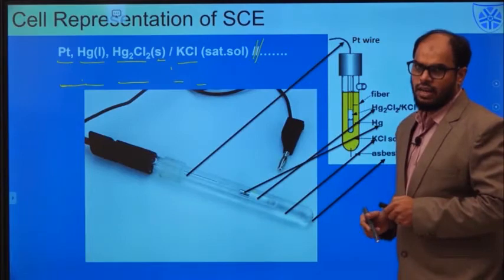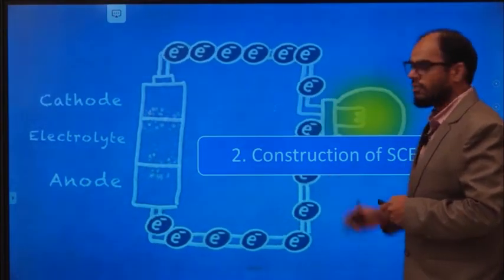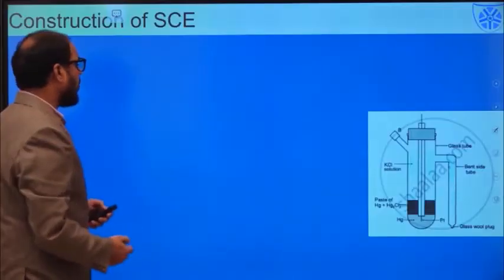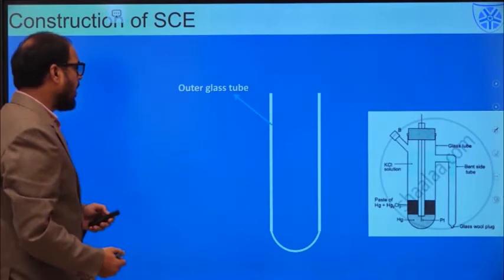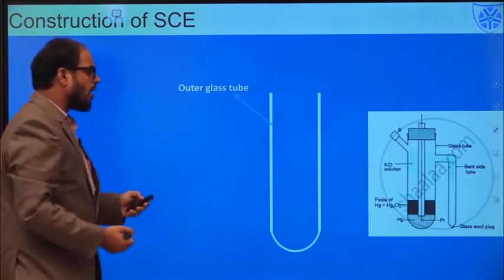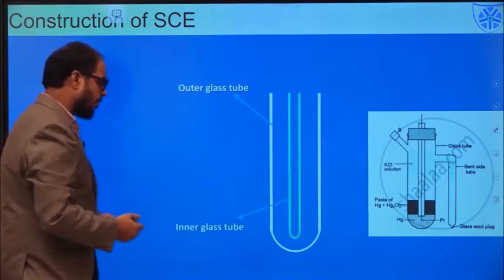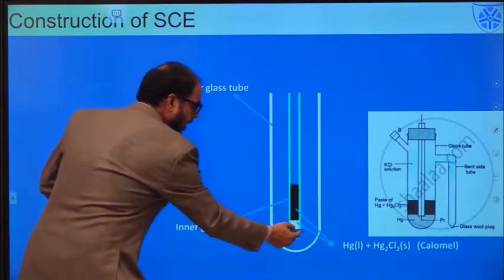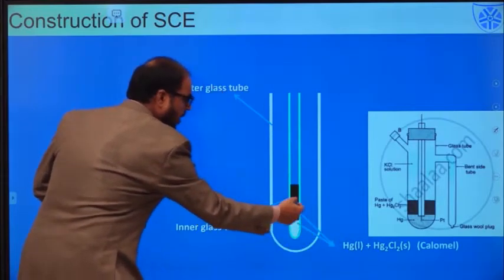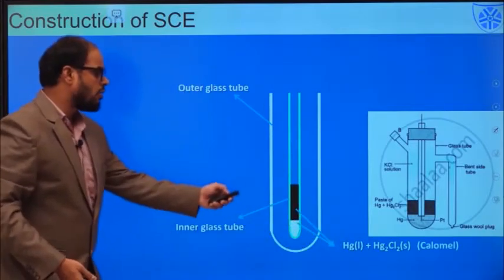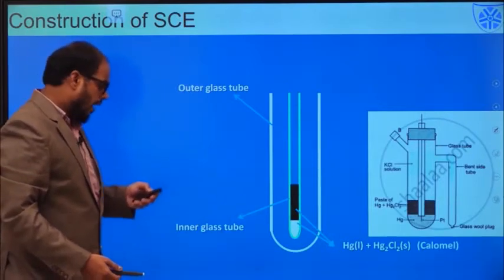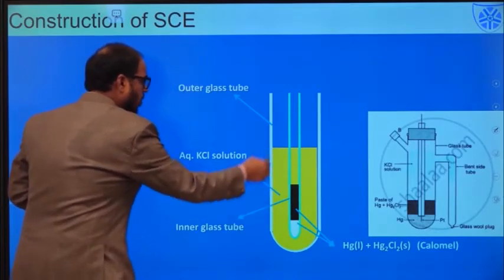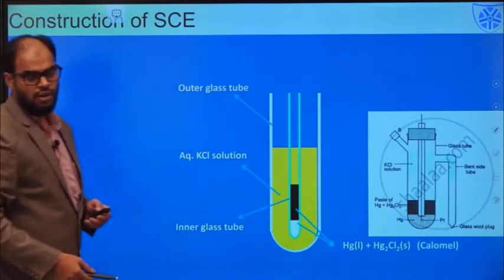Let us try to understand the construction of the SCE, that is the saturated calomel electrode. This calomel electrode can be easily constructed with an outer glass tube, which also has an inner glass tube. The inner glass tube is filled with mercury in liquid form, and above that we have a solid paste of Hg2Cl2, that is the calomel, and the whole outer solution is filled with potassium chloride as a saturated solution.